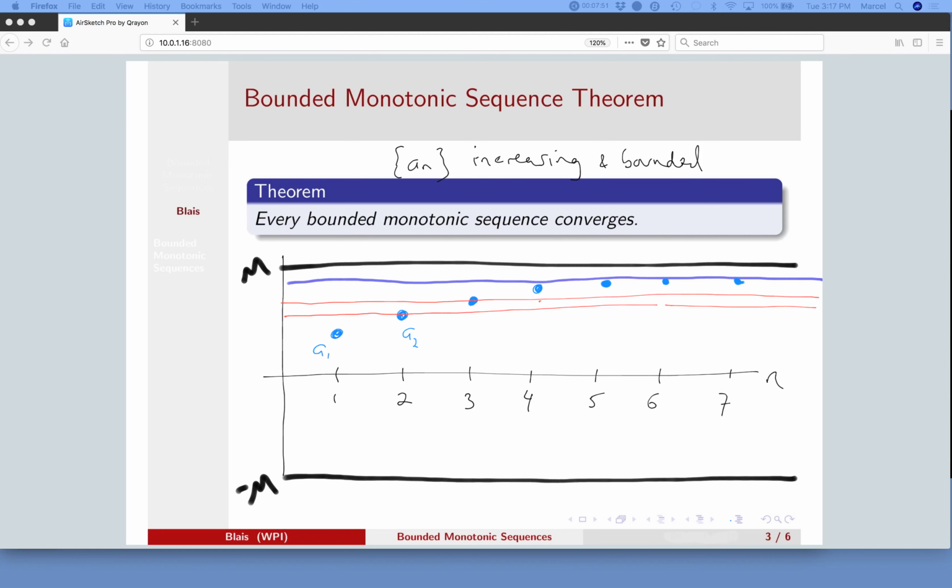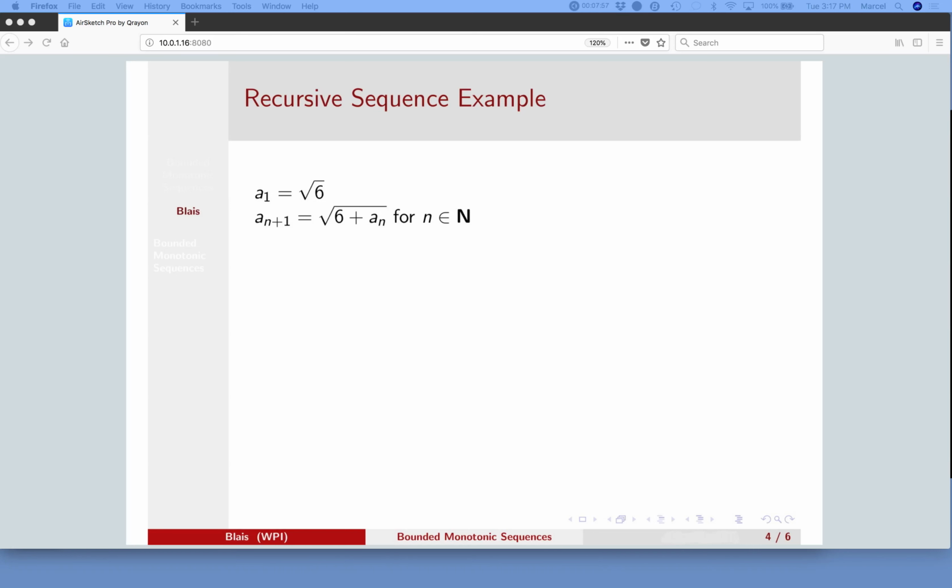Okay, that's the idea. Now let's see it in action, and let's look at this case of what we call a recursively defined sequence. Remember the way that a recursive sequence works. We are given some initial terms, and then we're given a formula for terms in terms of the previous terms in the sequence. So here, a1 is root 6. To get a2, we plug it into the formula. a2 equals root of 6 plus a1, which is root of 6 plus root 6.